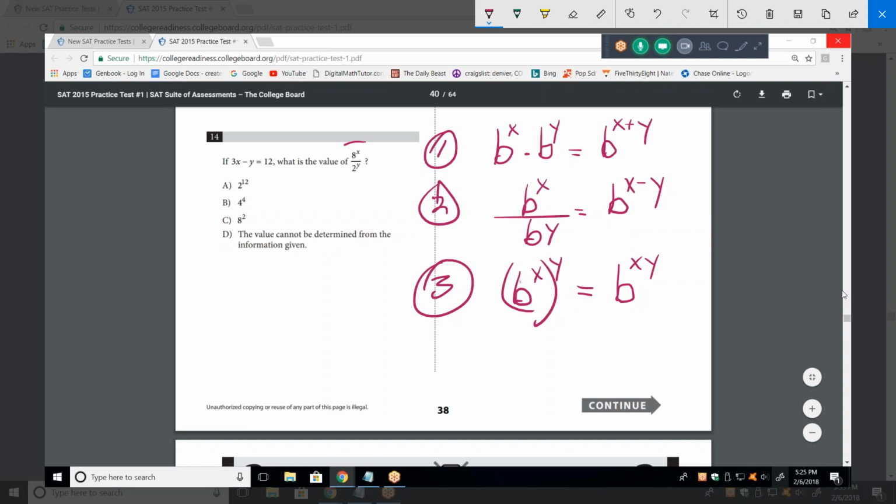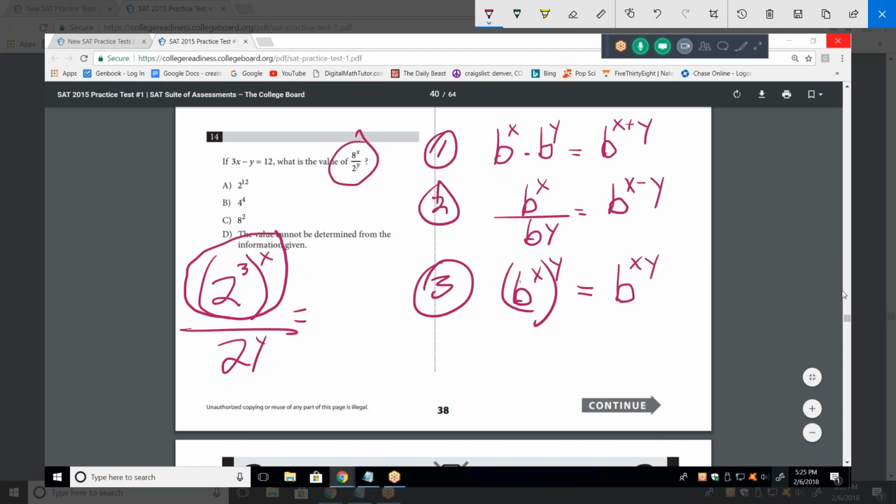So let's go back over here and look at that. Remember, I wrote 8 as 2 to the 3rd, to the x power. This is 2 to the y power. Now, what can I do to the numerator, and which rule am I going to use? Just looking at the numerator, that's double exponentiation. You're going to use rule 3.